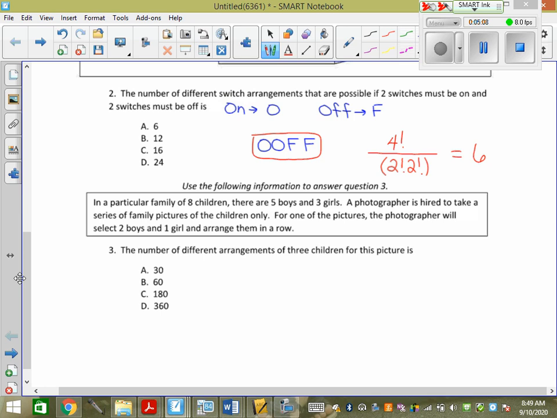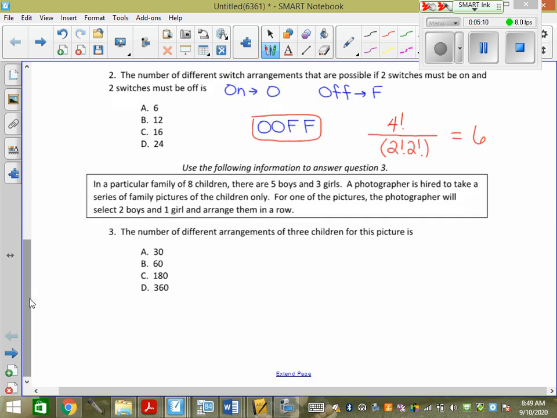Okay, so the number of different arrangements of these 3 children. We need 2 boys and 1 girl. Does it say at least 2 boys or anything like that? No, so this is a nice question. It's not a standard of excellence at all. We'll go straight for it. We need exactly 2 boys and 1 girl, right?